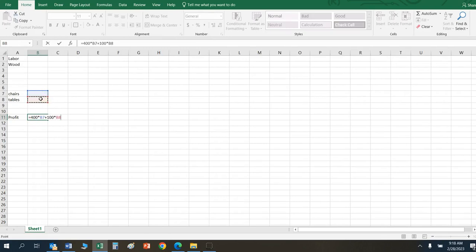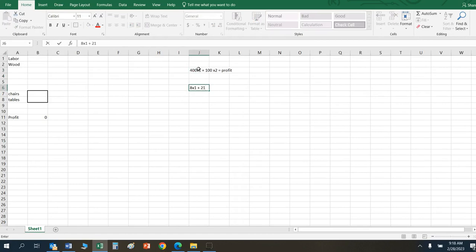Okay, enter. Labor. Okay, I forgot to write the model here. 400x1 plus 100x2 equals our profit.